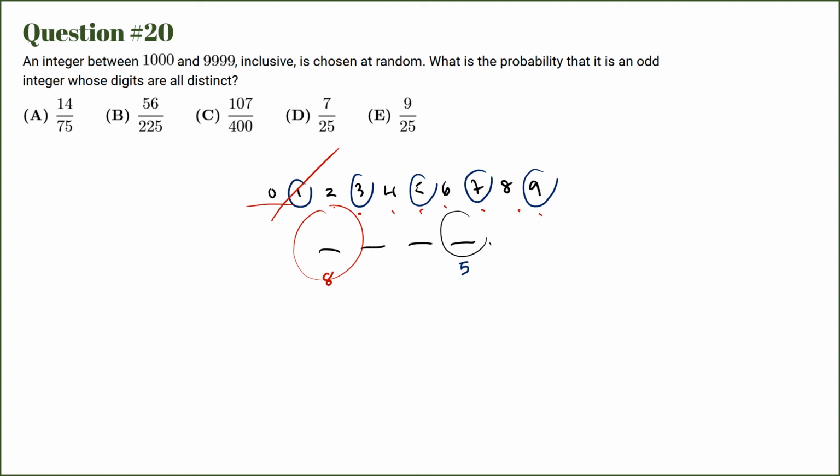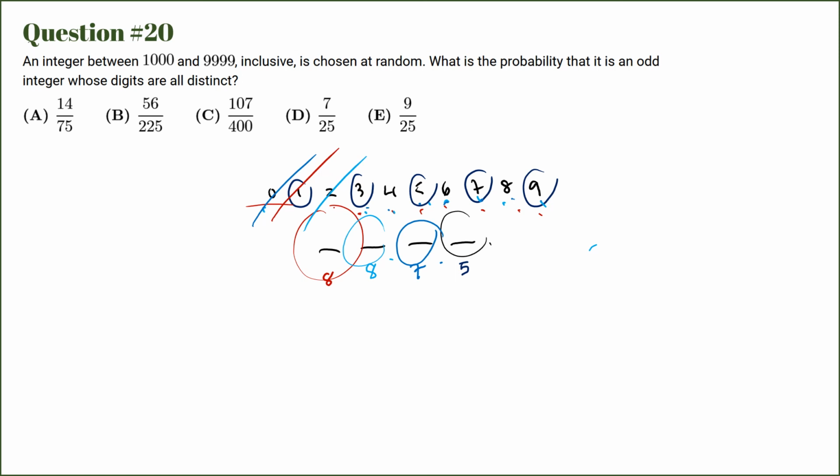Next, let's move on to this digit. For that digit, you would have, let's randomly just cross out 1 for convenience. 1, 2, 3, 4, 5, 6, 7, 8, 8 possibilities. And for the last one, we have 1, 2, 3, 4, 5, 6, 7 possibilities. So the total number of ways we can make an odd integer whose digits are all distinct is 8 times 8 times 7 times 5.